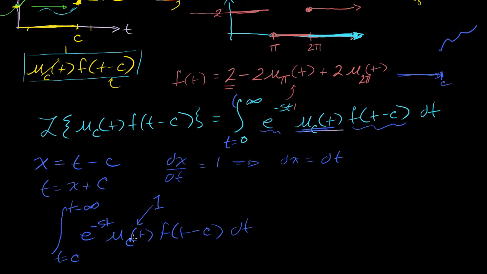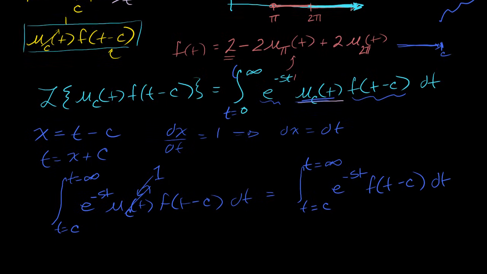And then the other thing I said is that the unit step function is going to be 1 over this entire range of potential t values. So we can just kind of ignore it, right? It's just going to be 1 this entire time. So our integral simplifies to the definite integral from t is equal to c to t is equal to infinity of e to the minus st times f of t minus c dt. And this will simplify it a good bit.